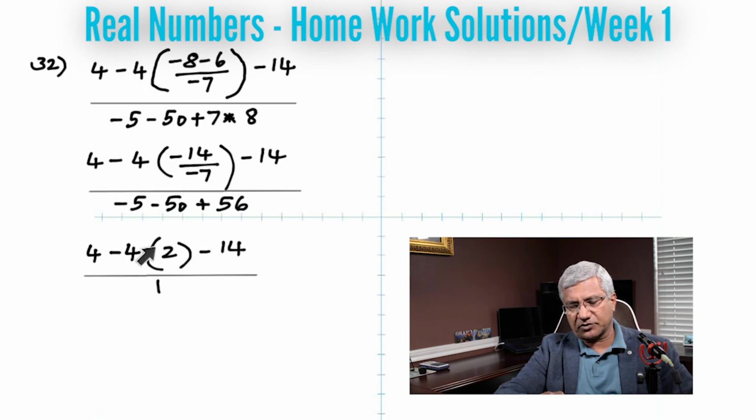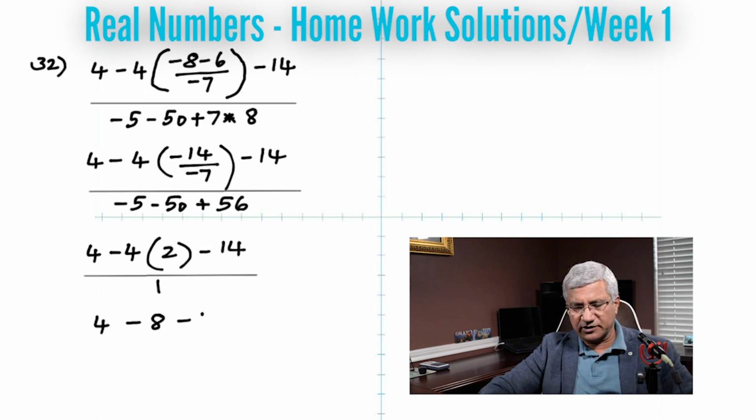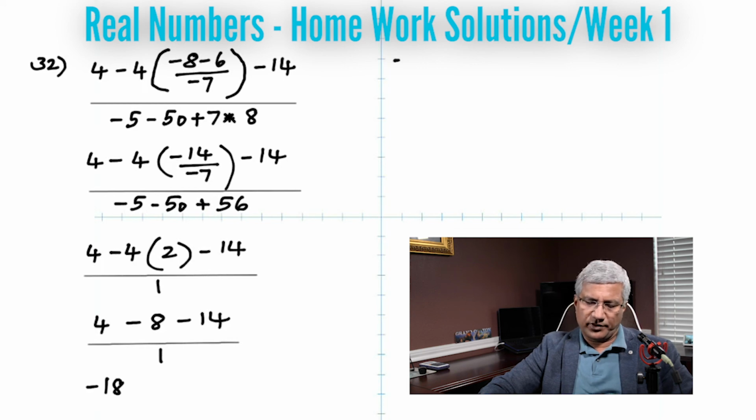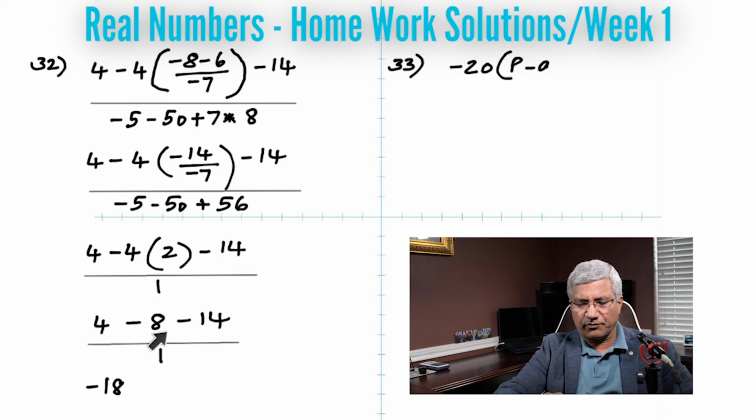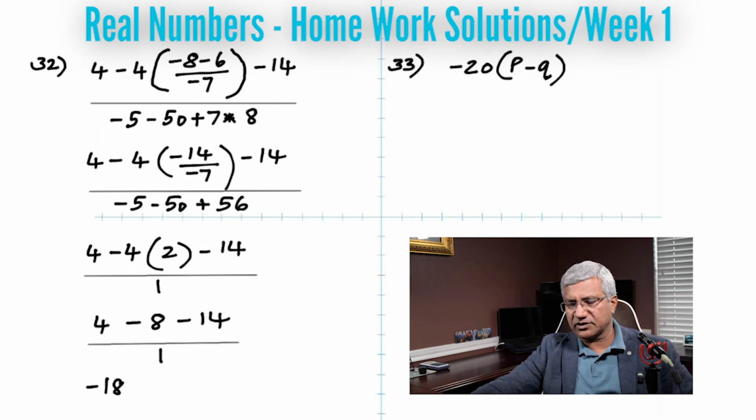Okay, so the next step is going to be multiply these two. That's going to give negative 8, right? So 4 minus 8 minus 14 by 1. And then these two are negative, so that'll be negative 22 plus 4. Negative 22 plus 4 is negative 18. So the answer is negative 18.